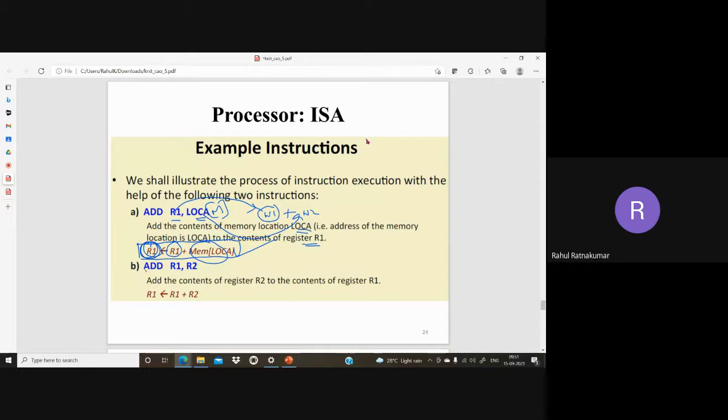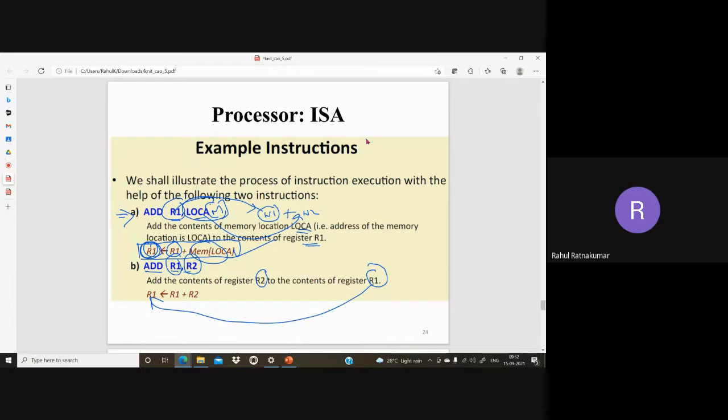Another type of instruction is add R1, R2. In the previous instruction, you can see a memory location is accessed and a register location is accessed. Here, both registers are accessed, R1 and R2. So add the contents of register R2 to the contents of register R1, and the result is stored back in R1.